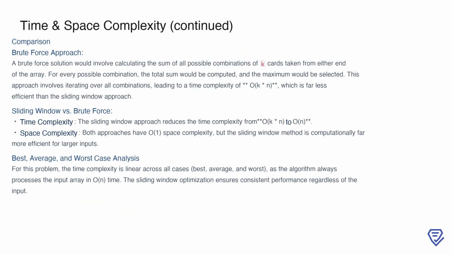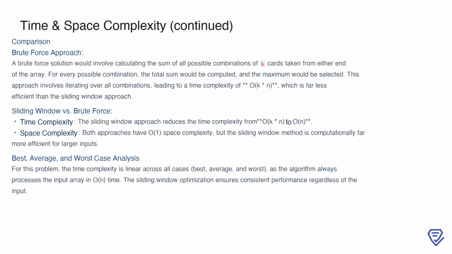To understand why the sliding window approach is more efficient, let's compare it to the brute force method. The brute force solution involves calculating the sum for every possible combination of k cards taken from either end of the array. For each combination, the total sum is computed and the maximum is recorded. This involves iterating through all possible combinations, leading to a time complexity of O(k*n). By contrast, the sliding window approach reduces this complexity to O(n), by focusing only on minimizing the sum of a single subarray of size n-k.